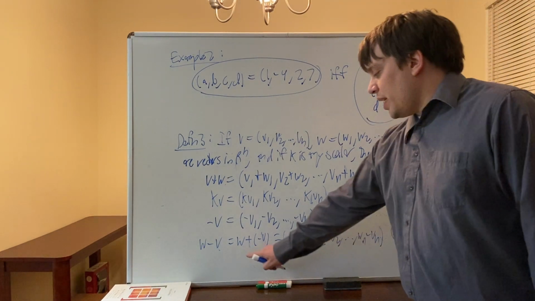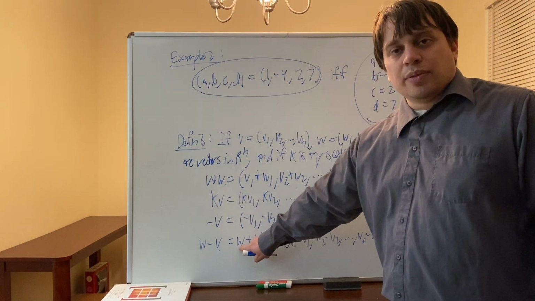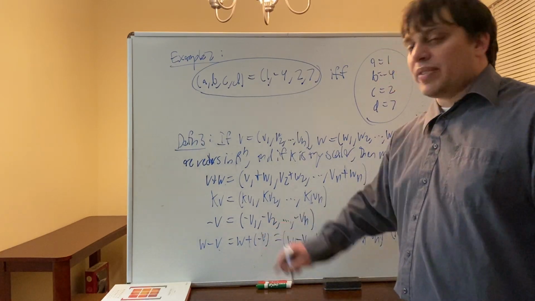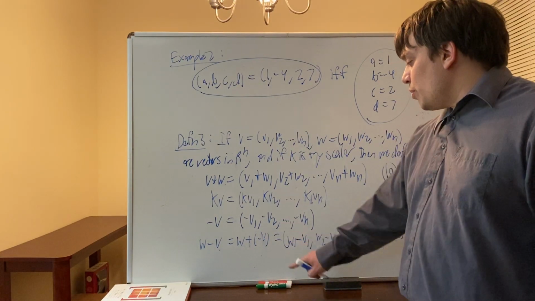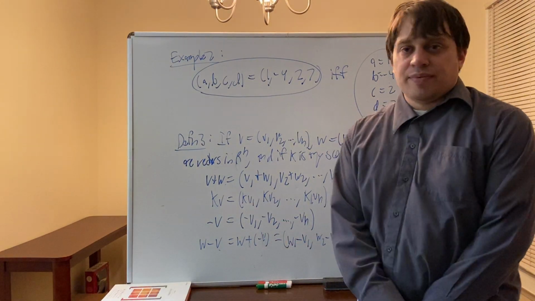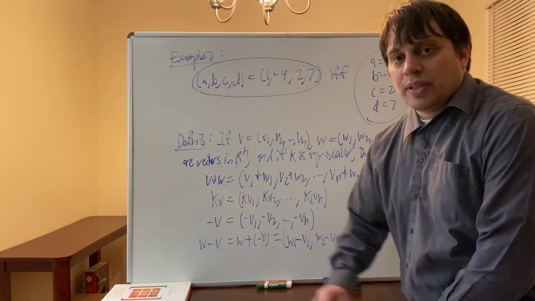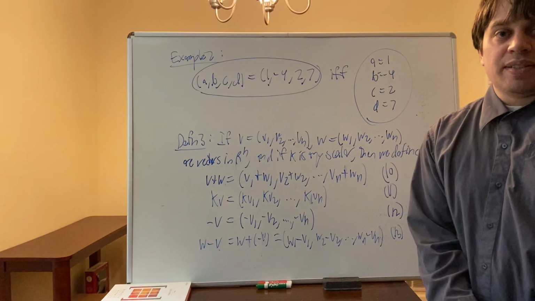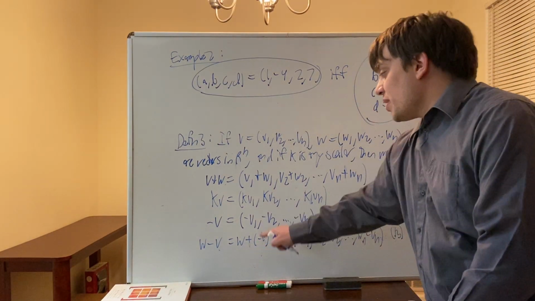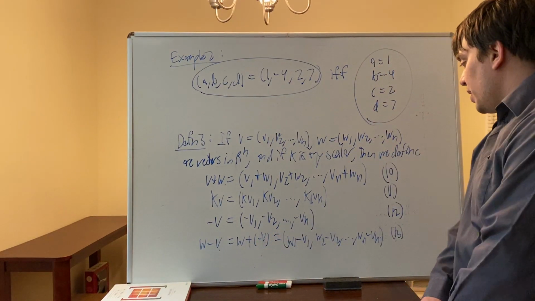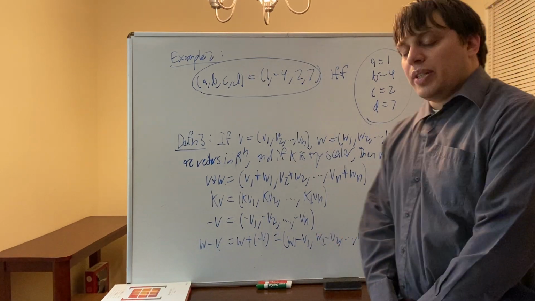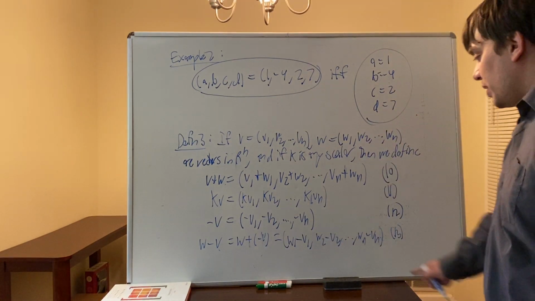And so what we're doing is we're taking the first component of w and adding to it the first component of negative v. And so we're doing w1 plus negative v1. That's w1 minus v1. We're taking the second component of w and adding to it the second component of negative v. And so it's w2 plus negative v2. So w2 plus negative v2 is w2 minus v2. And we continue, and so forth.